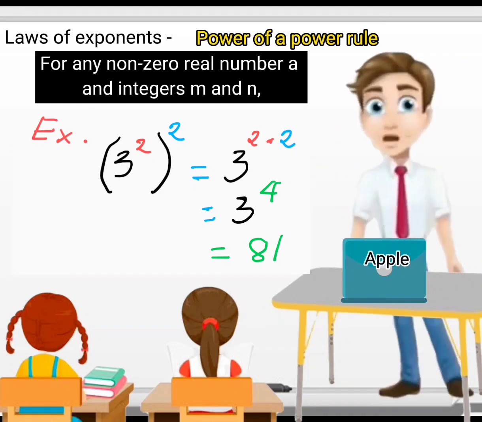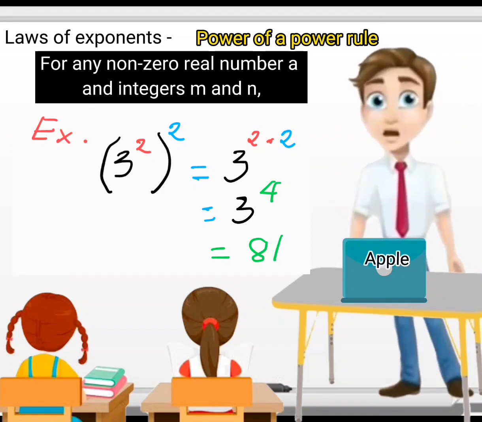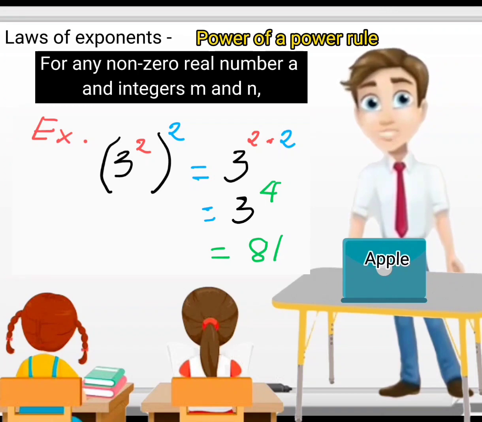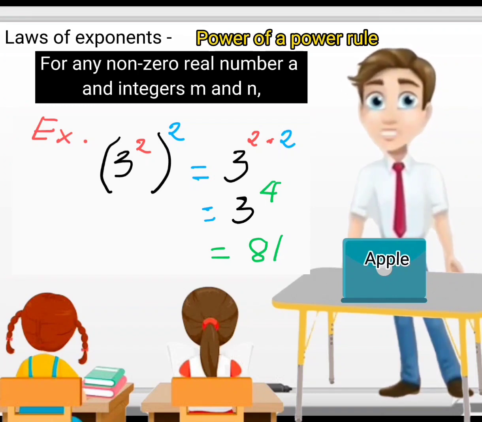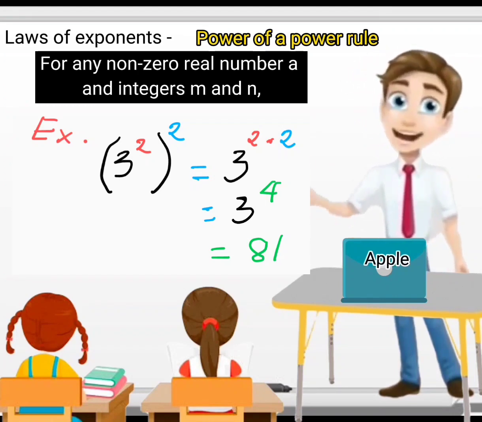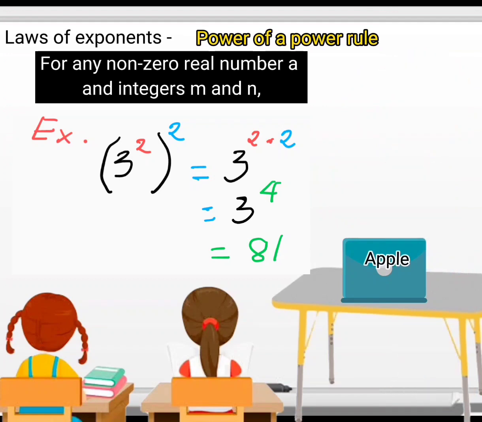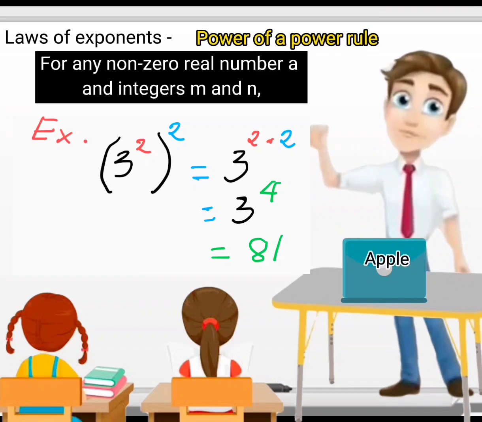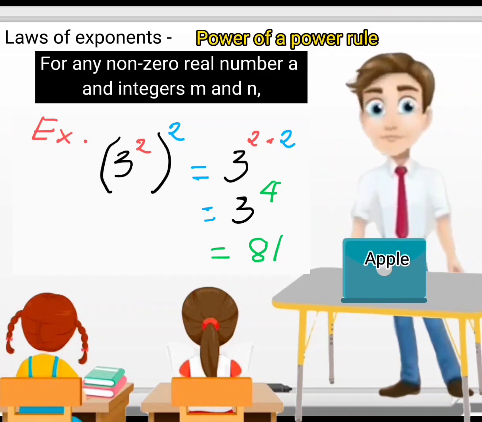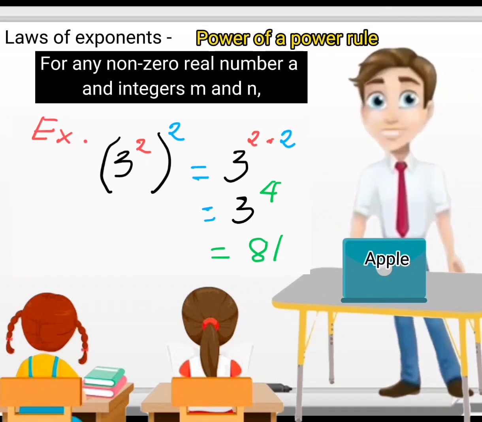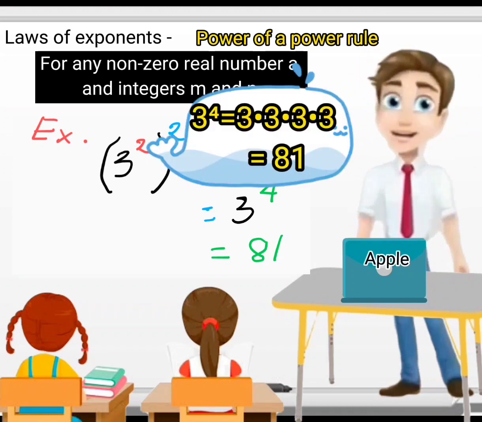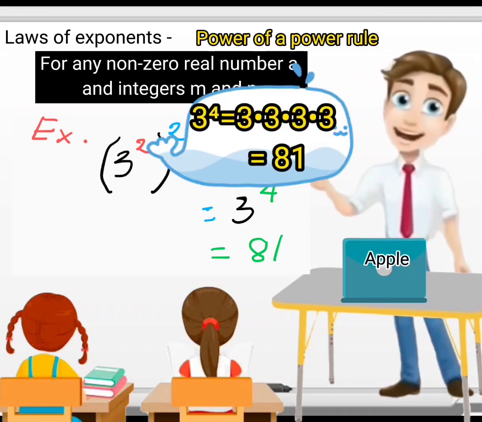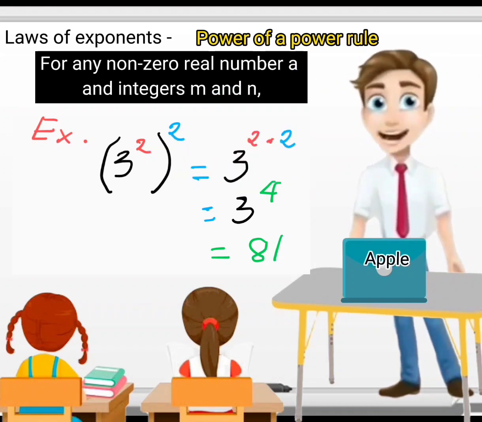Okay, so nandito na tayo sa ating examples. So, we have 3 raised to 2 and again it was raised to another exponent 2. So, it is equal to 3, the base, and then you are going to multiply the exponent. So, we have 2 times 2 and 2 times 2 is equivalent to 4. So, we have 3 raised to 4. Now, if we are going to expand that 3 raised to 4, it is equivalent to 81.